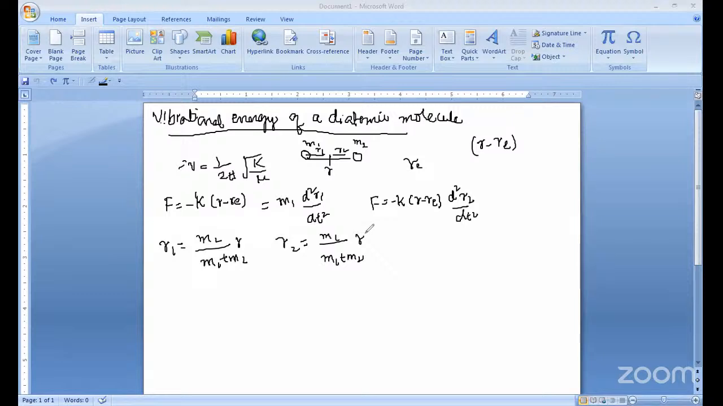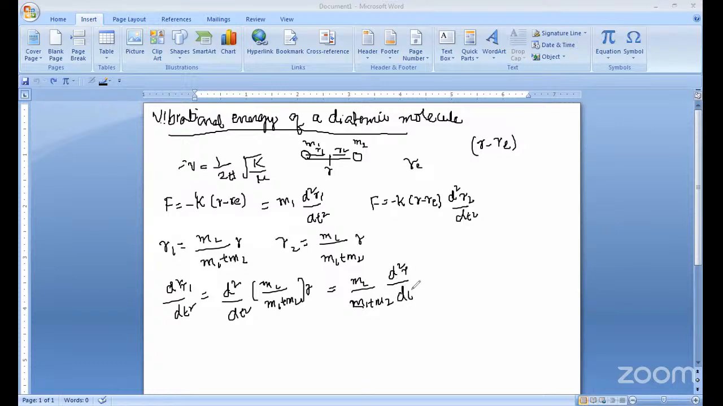Understand? Now, if we write this in terms of mass, d²R1/dt²: in place of R1 we have M2 by (M1 plus M2) into R. We can take M2 by (M1 plus M2) outside, so we get d²R/dt². So d²R1/dt² is equal to M2 by (M1 plus M2) into d²R/dt².